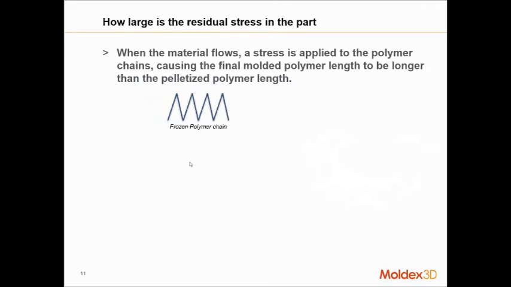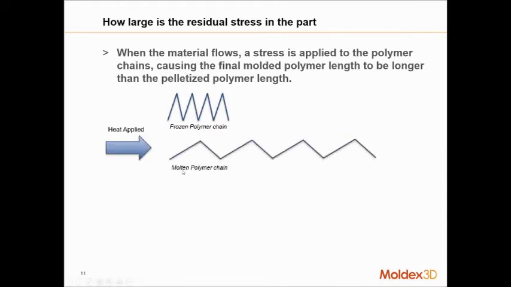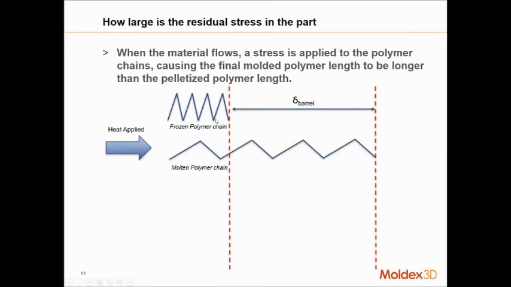So as a pictorial representation of this, let's say we have some sort of zigzag that would represent our frozen polymer chain. Once we introduce heat to that polymer chain, the polymer chain will expand or increase in length. I'll call that difference in length delta barrel. So when we're going from a pelletized form in the hopper to a molten material in the barrel, we are ultimately increasing the fiber length.